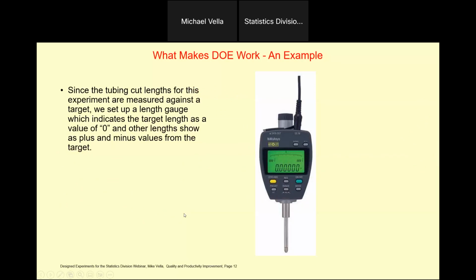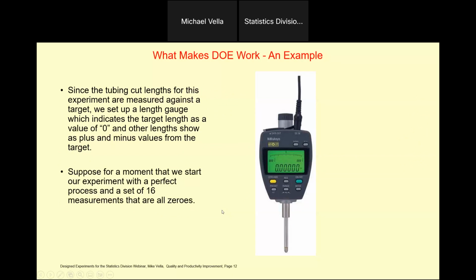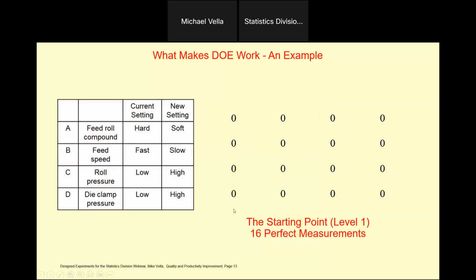Well, since our tubing cut lengths for this experiment are measured against a target, we'll set up a length gauge which indicates the target length is 0, and all lengths will show as plus or minus of that value. You have a digital indicator, they'll probably put in some kind of a length fixture. And suppose for the moment we start our experiment with a perfect process with a set of 16 measurements that are all zeros. So you see the 16 measurements in our little matrix on the left with factors A, B, C, and D in the current setting and the soft setting.